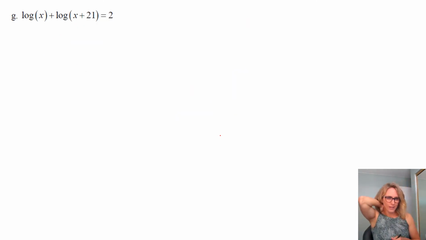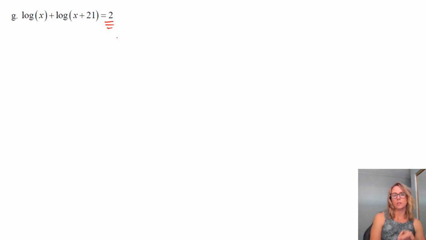All right, and then we'll have one more logarithm question here. Now this does have two logarithms, so you might be like, oh, maybe it's like what we just did. But it also has this extra 2 on the right-hand side. So because of that, we can't just say that x has to equal x plus 21 or anything like that, because we don't have another logarithm. We can't use what we just did. But we can do other things.